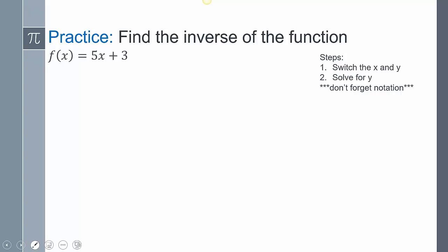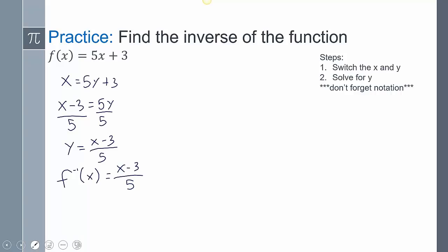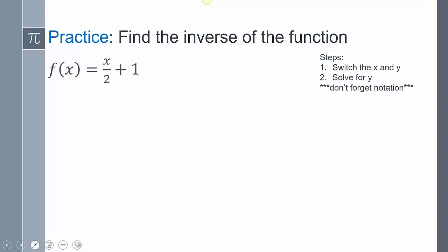Now I want you guys to practice a few of these. Go ahead and practice finding the inverse here, and then pause it while you work on it, and then you can take a look at the work. It's all going to appear at once. So go ahead and pause it, and then the work is going to show. Let's look at another one. I want you guys to try this one, pause it, and then the work is going to show.